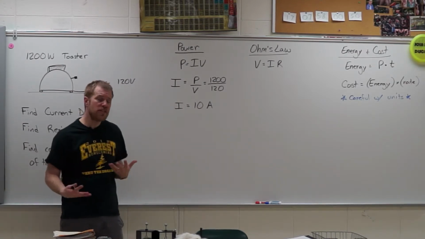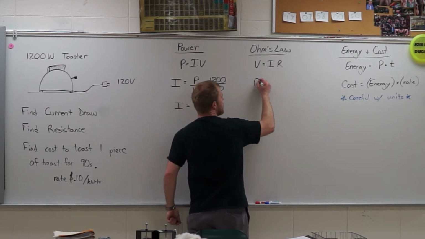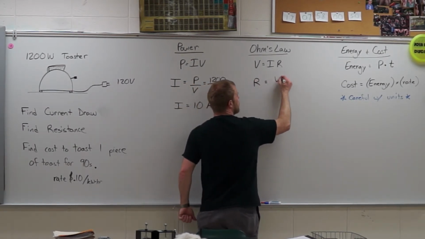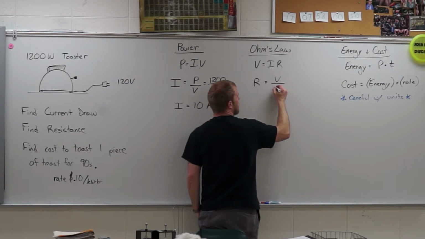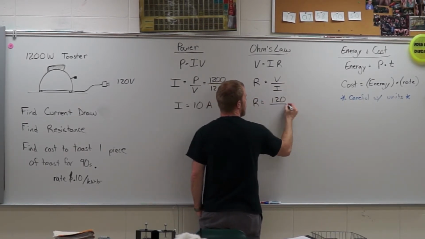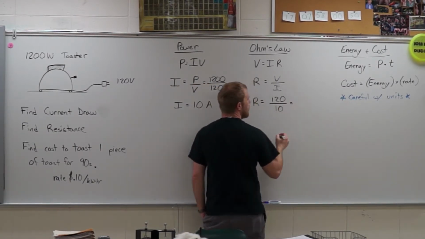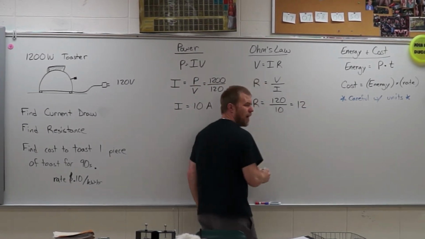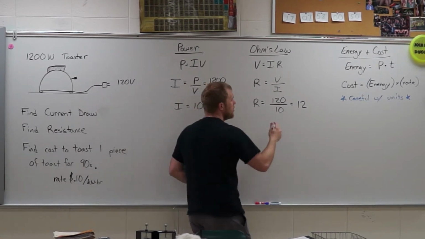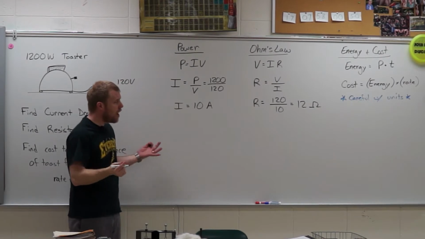All right, so what's the resistance? What I can do is use Ohm's law and solve for resistance. And so resistance is equal to the voltage divided by the current. So my resistance is going to be 120 divided by my current, which is 10. And so my resistance is 12. Our units for resistance are ohms. So I have 12 ohms.